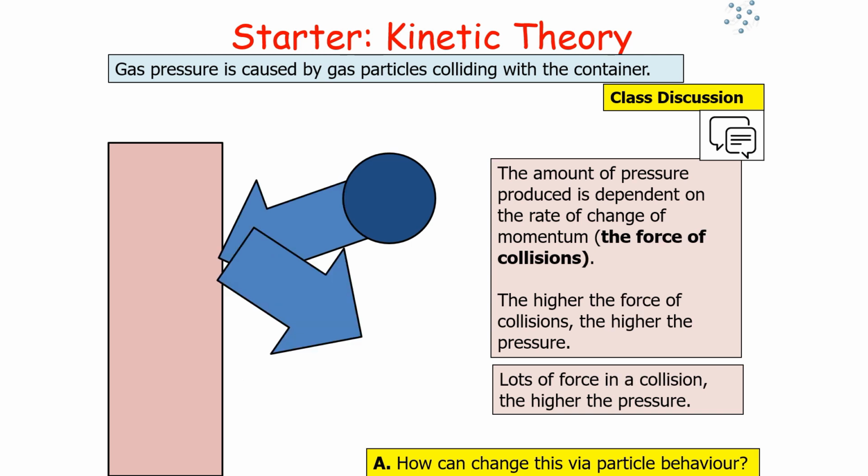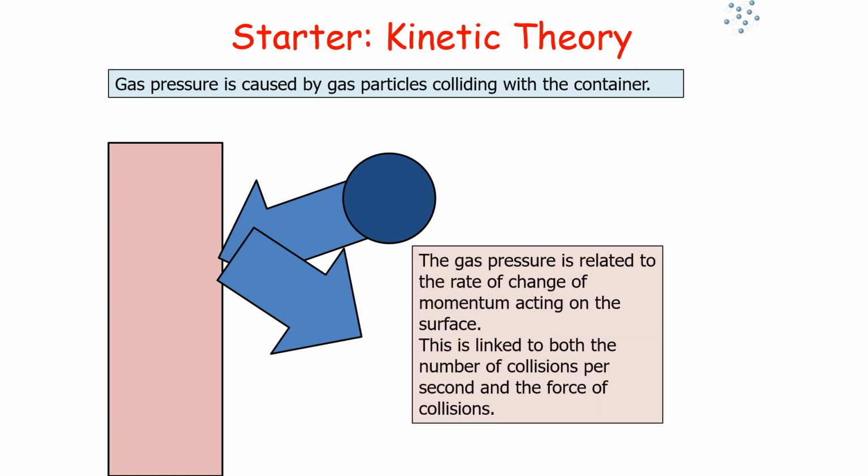Now, the other way we can consider it is, as well as having the number of collisions every second, the rate of change of momentum is also dependent on the force of the collisions. The higher the force of collisions with the container, the higher the pressure. So if a gas particle collides with lots of force in the collision with the container, the pressure will be high. So the gas pressure is related to the rate of change of momentum acting on the surface, which is linked to both the number of collisions per second and the force of the collisions.